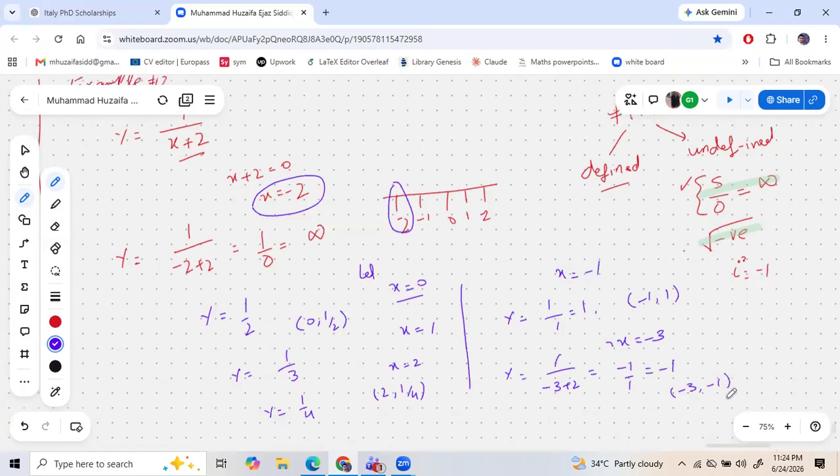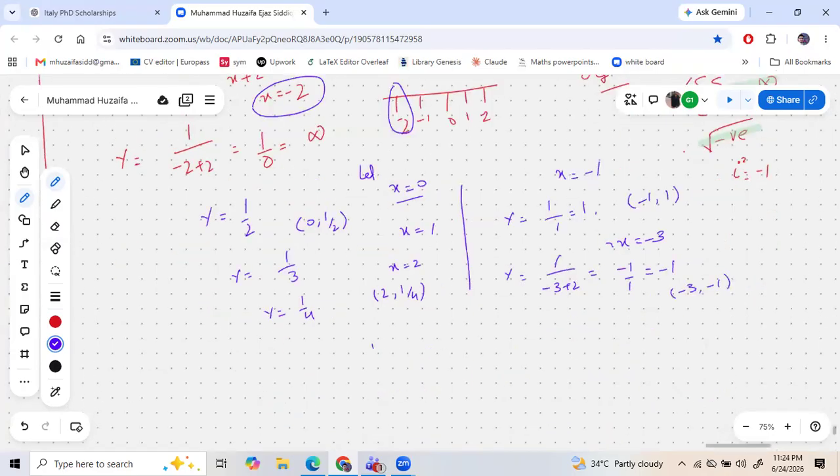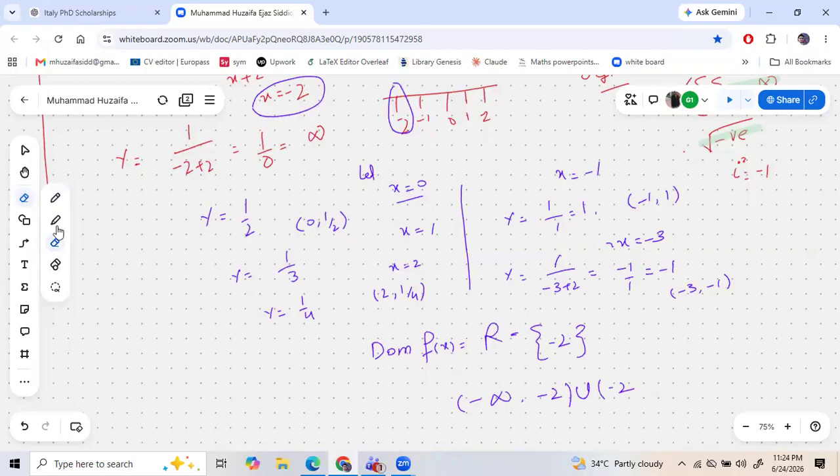Okay, so on behalf of that function, what is the domain of that function? The domain of that function is, no, we are writing R minus 2, or we are writing it like this: minus infinity to minus 2 union minus 2 to plus infinity.